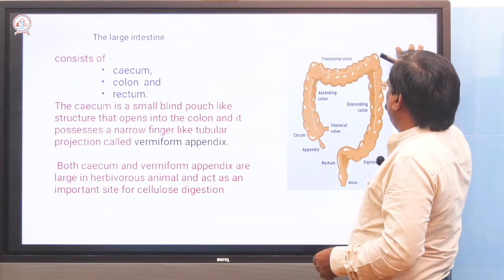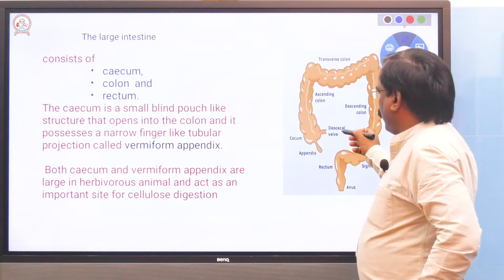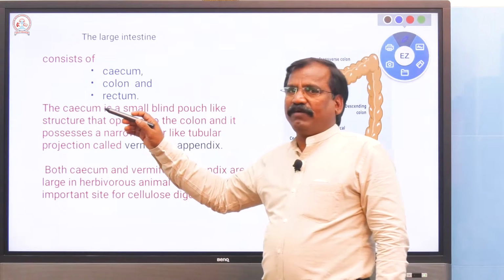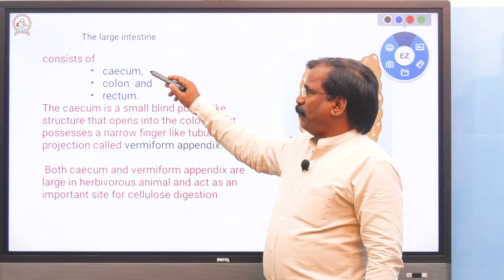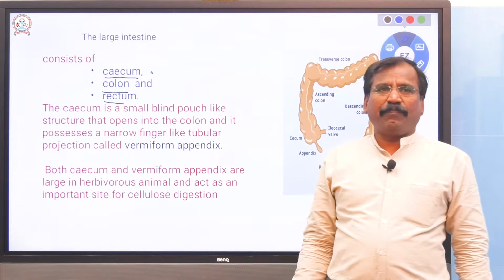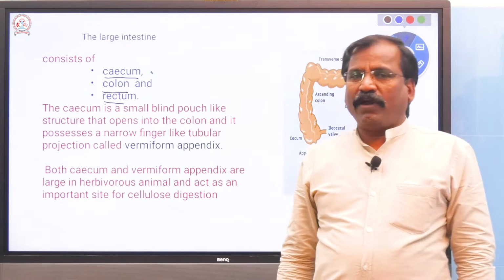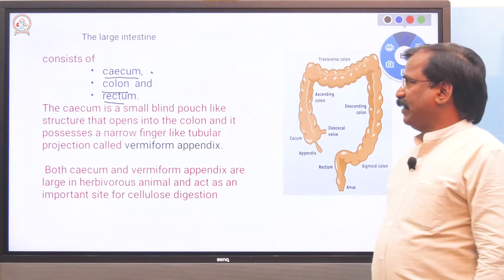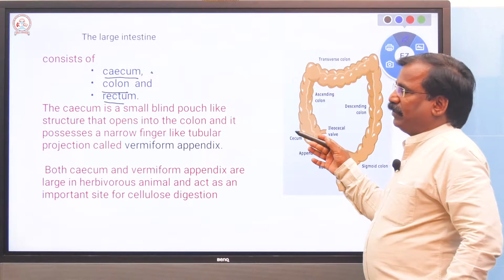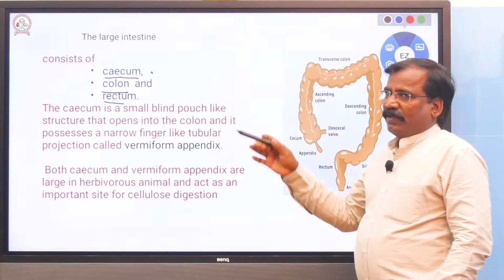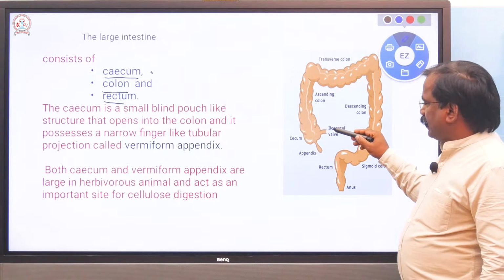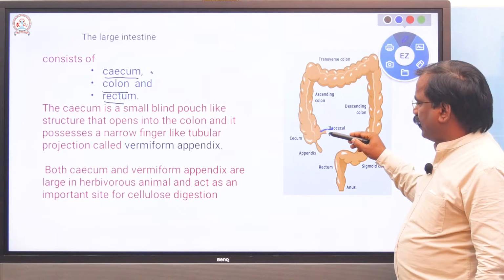So, the large intestine, next to the small intestine, consists of what regions? Cecum, colon and rectum. These were the parts of the large intestine. Which is called the cecum? See, this is the small intestine, that small intestine joins here.